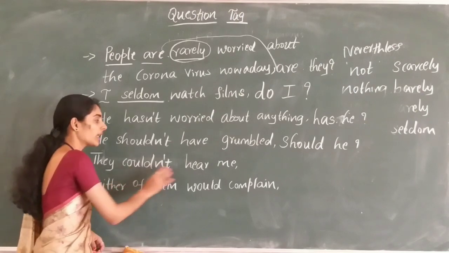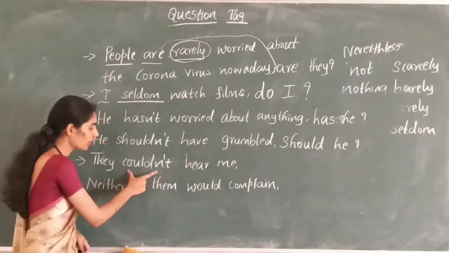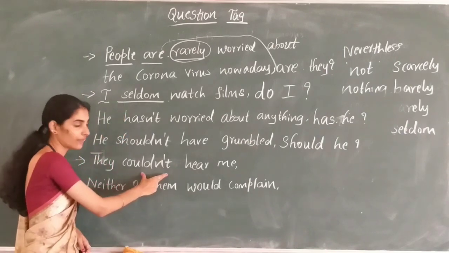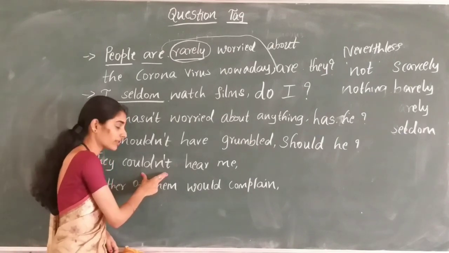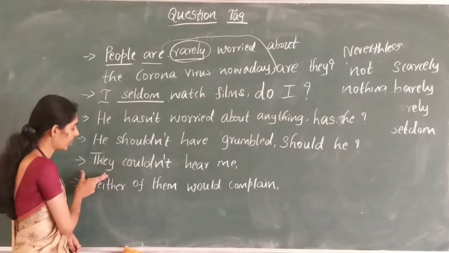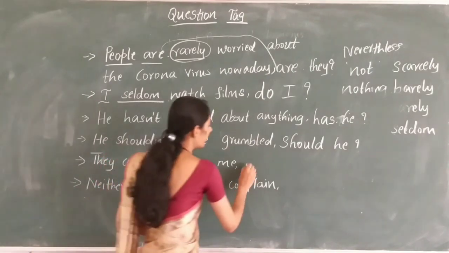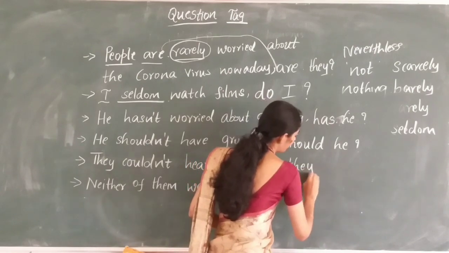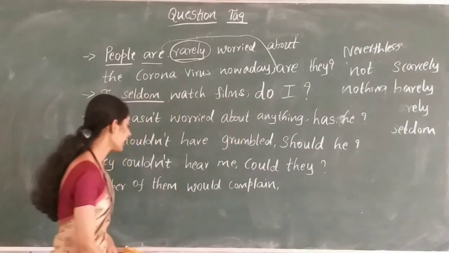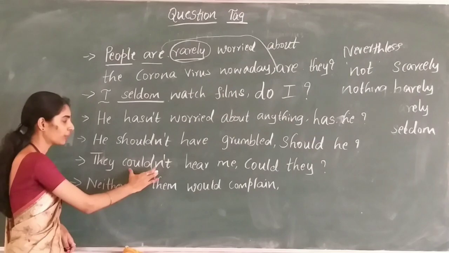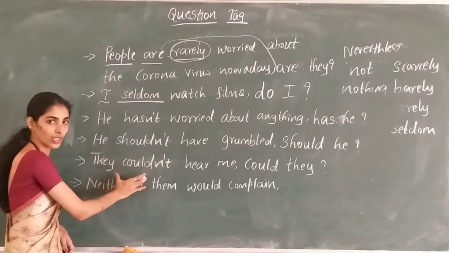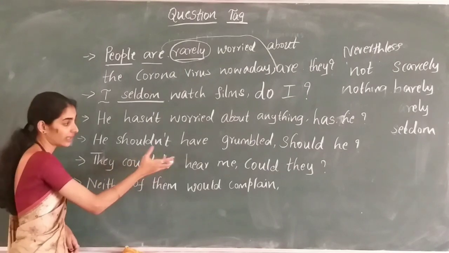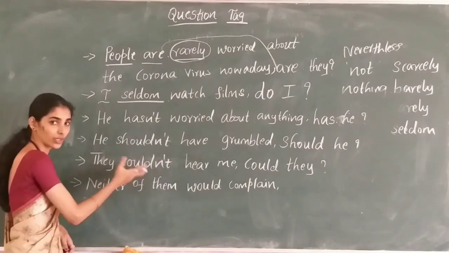Look at the next statement. They couldn't hear me. Again, couldn't, could not. This sentence is negative, so the tag must be positive. So it becomes could they. This is very easy. If it is couldn't, you have to make it could they. They couldn't, could they. If it is they could, then the tag becomes couldn't they. So in that way.